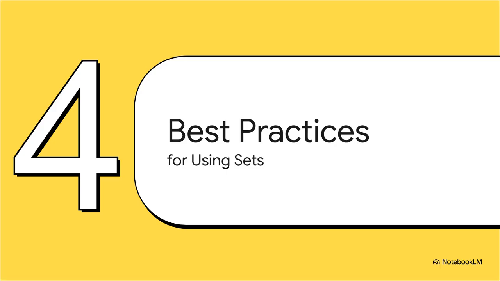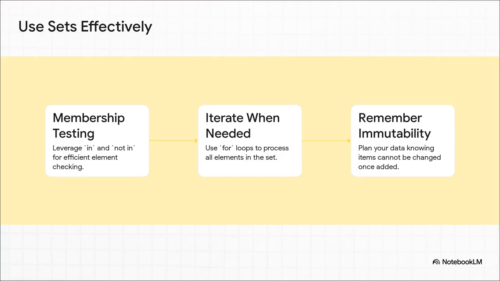All right, so we've covered the what and the why behind sets. Let's wrap all this up and put it into a nice, clear guide for how you should be using sets in your own projects. So here's your game plan. First, always play to a set's strength. Use those in and not in keywords for lightning fast membership testing. It's what they're built for. Second, when you do need to process every single item, use a for loop to iterate through them. And third, always keep that rule of immutability in the back of your mind. Plan your code knowing you can add or remove items, but you can't change them once they're in.